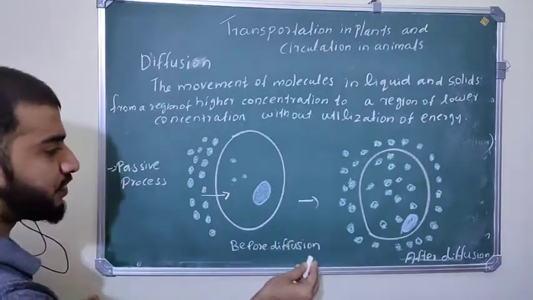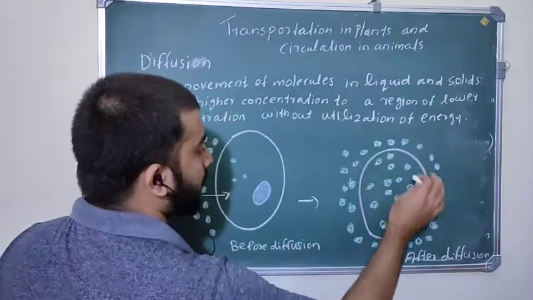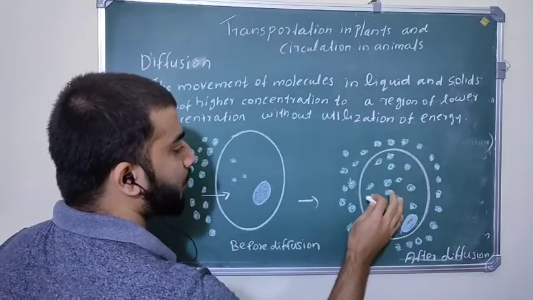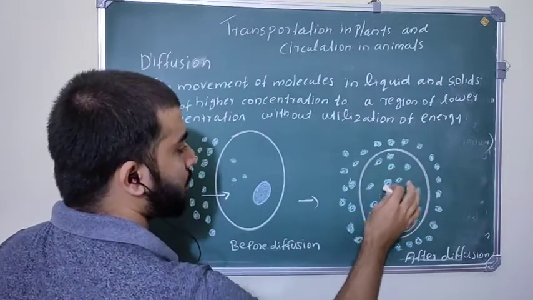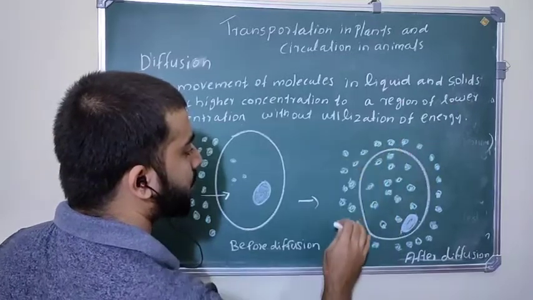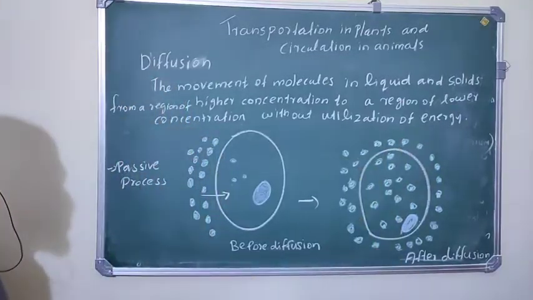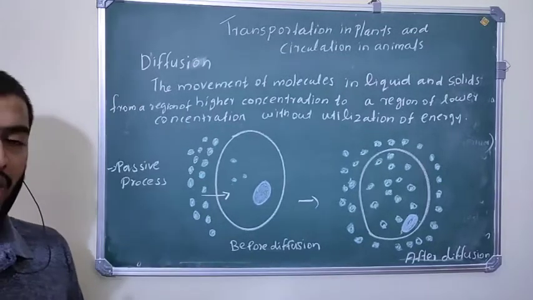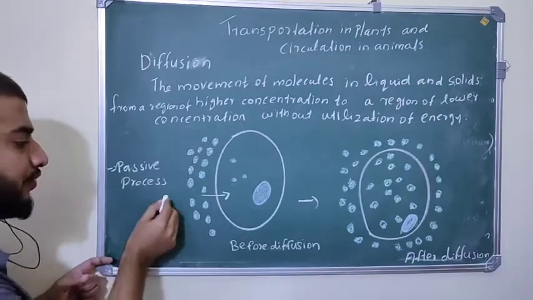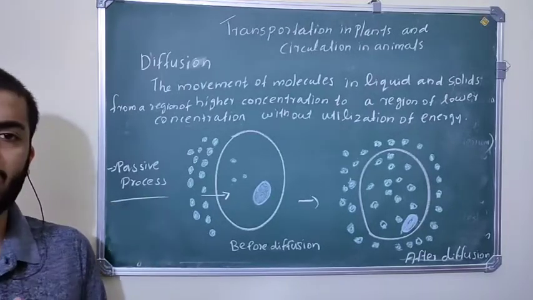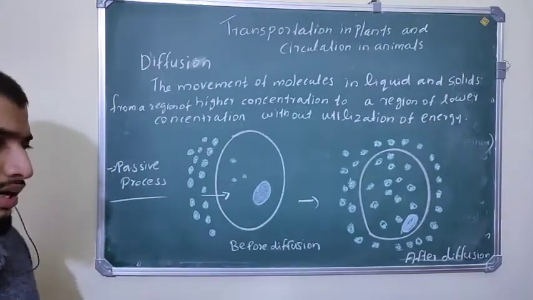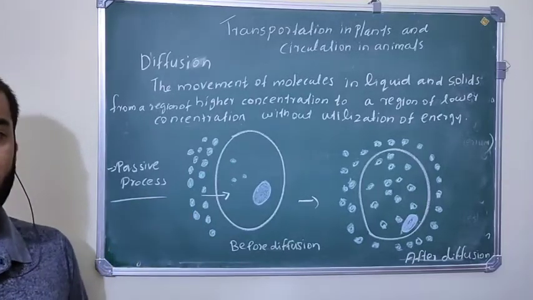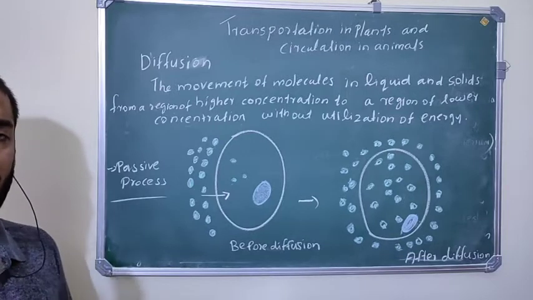After diffusion, you can see here the concentration of molecules inside the cell is also equal to the concentration of molecules found outside the cell. So this is called diffusion. It is a passive process. Diffusion is a passive process. Why is it called a passive process? Here, for the movement of molecules, energy is not utilized. That's why it is a passive process.